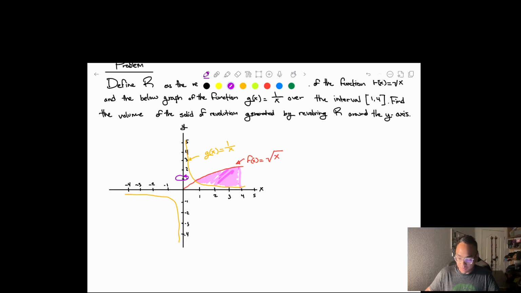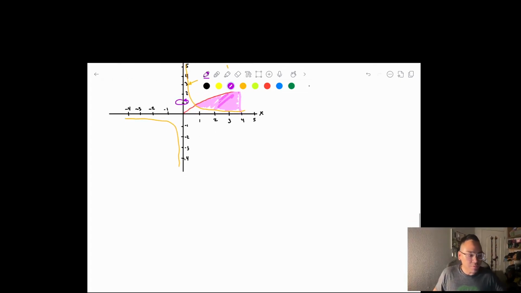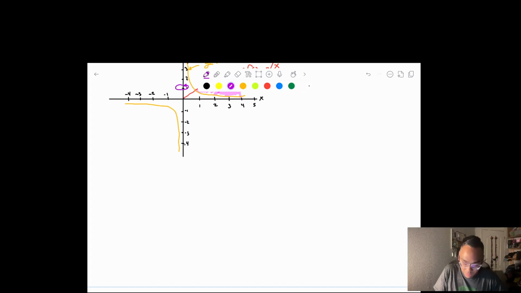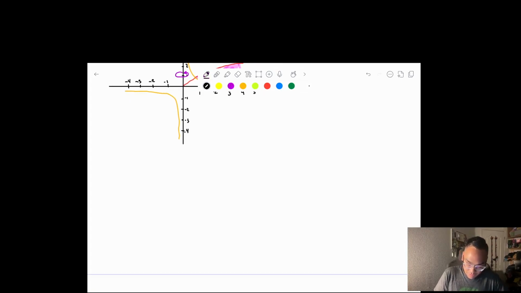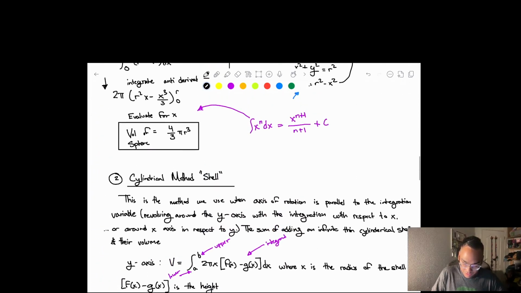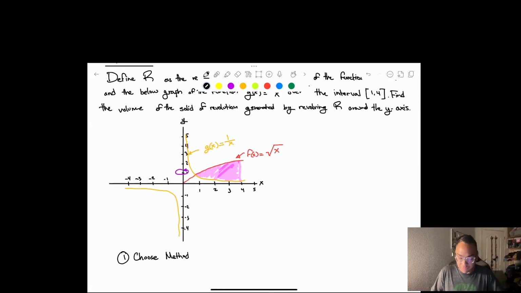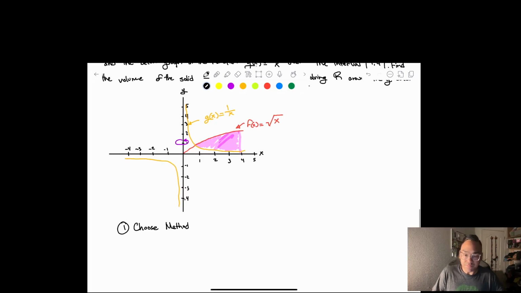From there, we can move on to step 1. Without further ado, let's jump right into the problem and see how we can do it. For clarity's sake, I might just do it in black. Step number 1: we have to choose the method. There are 3 different ones that I've shown you. We're going to be using the cylindrical method. Why? Because the object is shown on the x-axis, but it's going to revolve around the y-axis, right? So we're going to do the shell method.